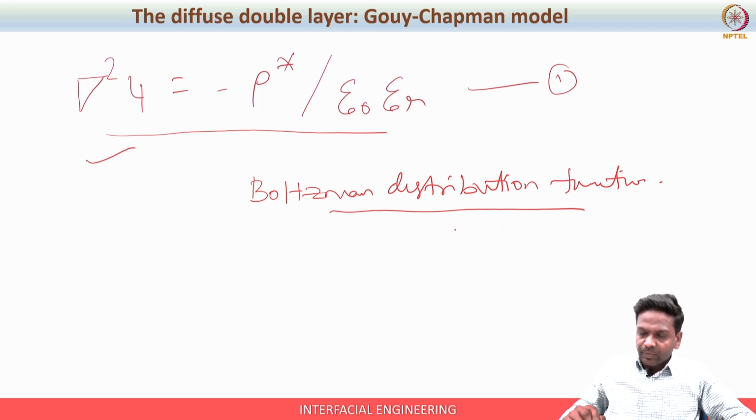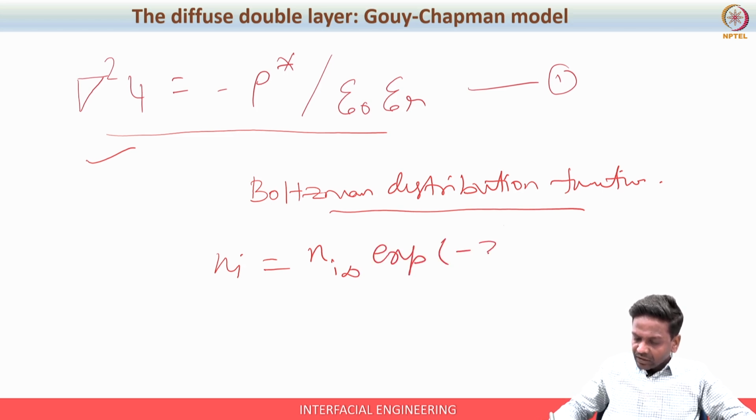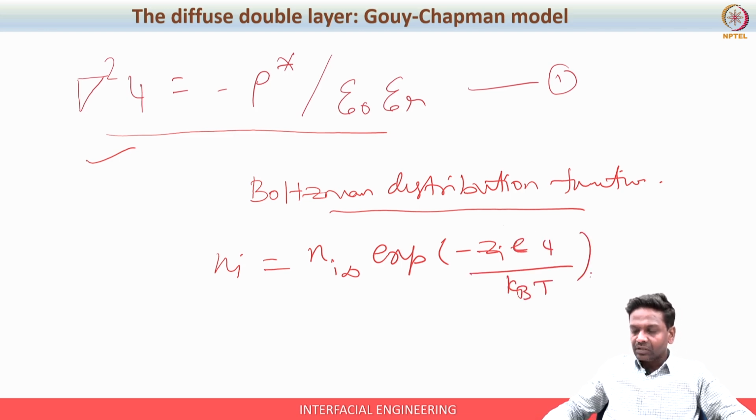So, what this Boltzmann distribution function says is that the number of ions, which can be defined as Ni = Ni∞ exp(−Zi e ψ / kBT). So, this is our equation. What it says is that this Ni∞ is the concentration, the bulk concentration.